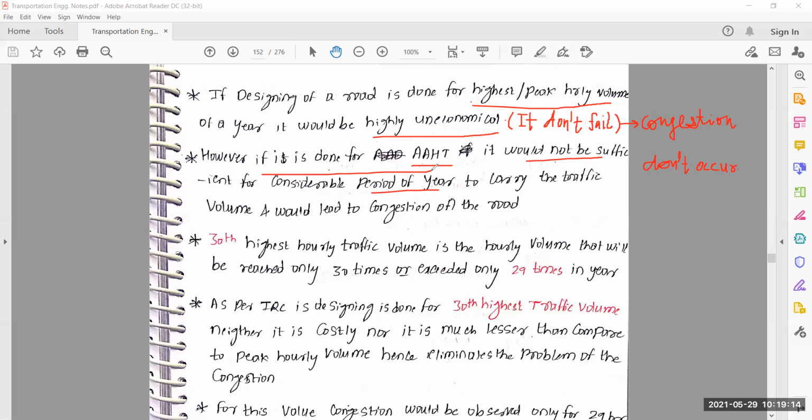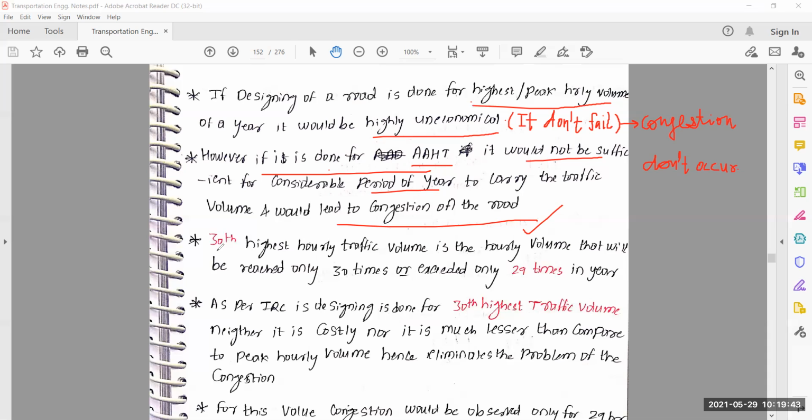It would not be sufficient for a considerable period of the year to carry the traffic volume, and it will lead to the congestion of our road, which is obvious, because if we design for annual average hourly traffic, more number of times in a year the traffic value will come higher than our design value. So more often congestion of road will be seen.